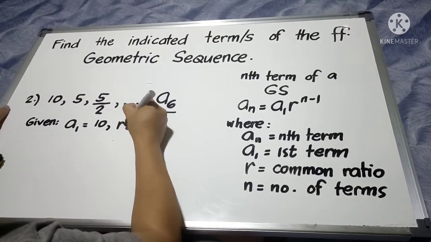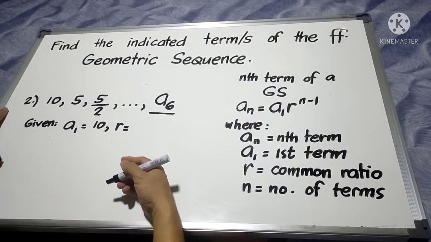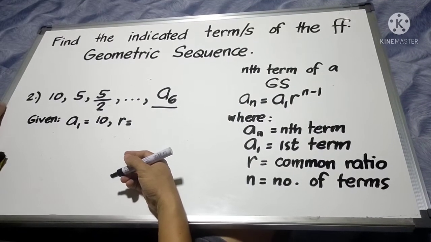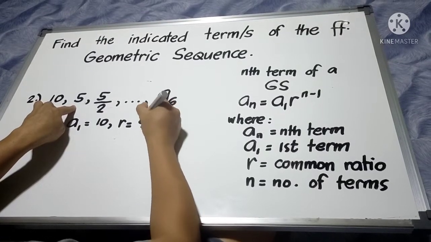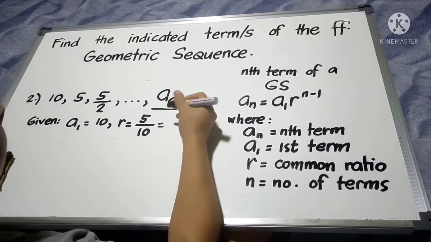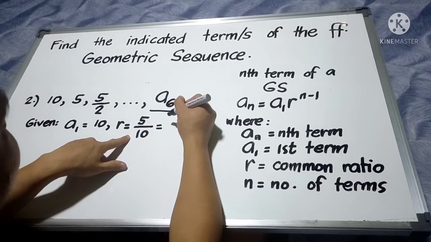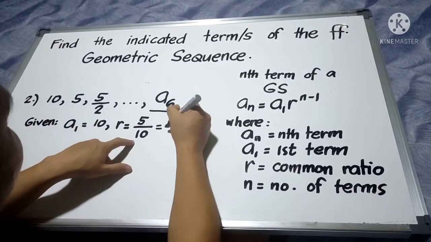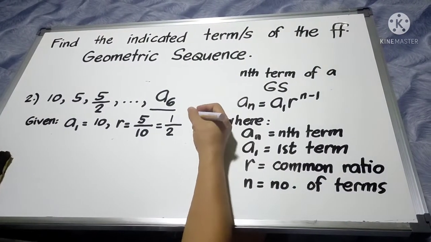Then the common ratio, we'll be needing the common ratio here because that's in our formula. Just choose any two consecutive terms. So I'll be choosing this. So you will have 5 over 10. Reduce to lowest terms. 5 and 10 are both divisible by 5. 5 divided by 5 is 1. Then 10 divided by 5 is 2. So our common ratio is equal to 1/2.